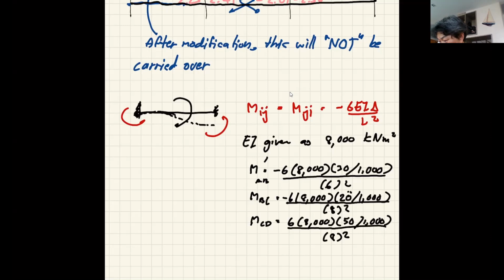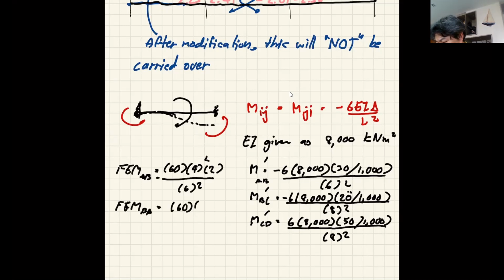Let's put a prime on it so that you know this is moment due to settlement. And I have FEM AB, that is also equal to 60 times 4 square times 2 divided by 6 square, right? And this is the minus 1. And then FEM BA, this is a plus 1, 64 2 square over 6 square.